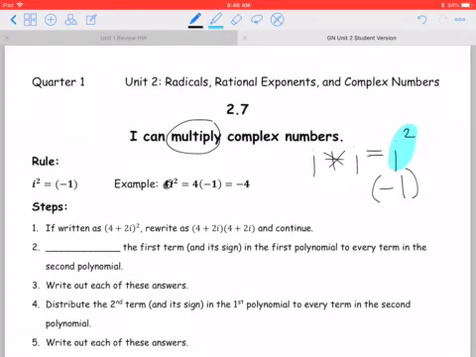So if you look right here, oops, I thought the highlighter was on. If you look right here, we have 4i squared, but the i squared becomes -1, and it's not adding, it's multiplying. So we get 4 times -1, which gets us that -4.